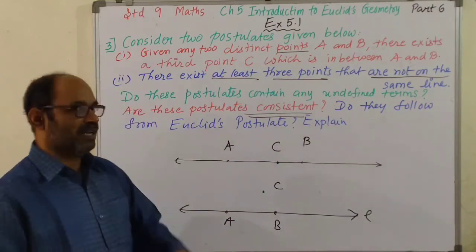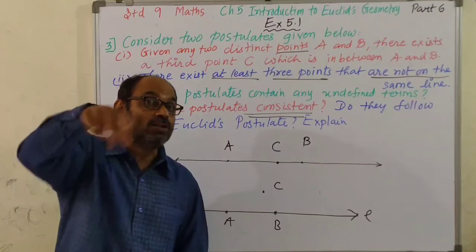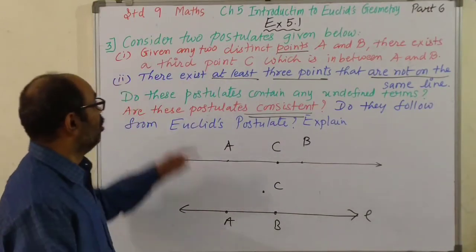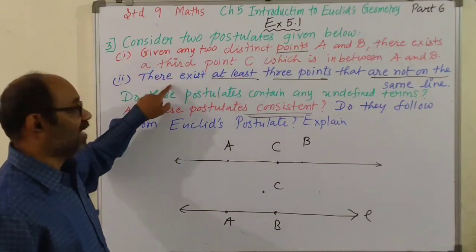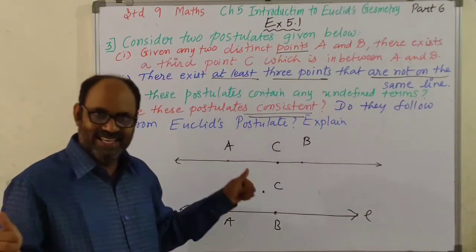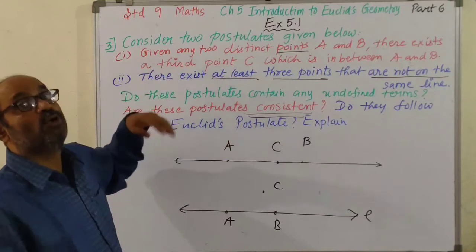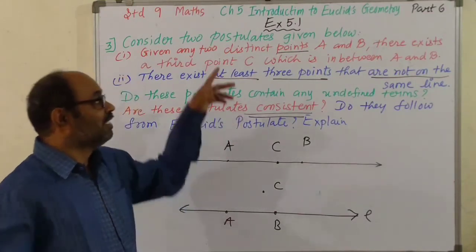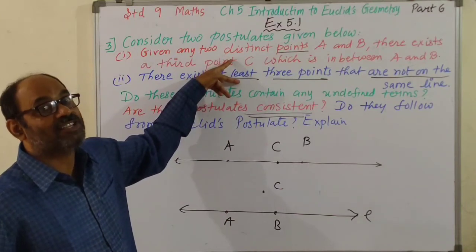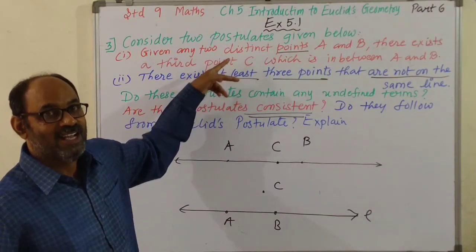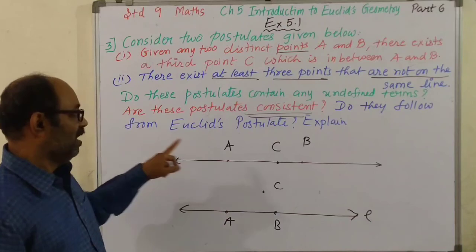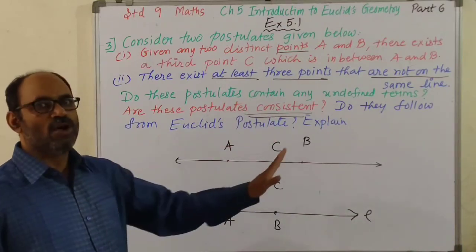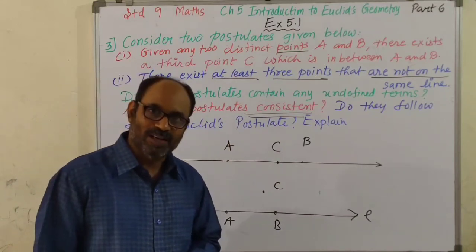Do they follow Euclid's postulate? You go through Euclid's postulates. Among all the postulates given, see whether this statement is there, whether this statement is there. No, they are not. So these are two new postulates that must have come after Euclid's. After Euclid, some other mathematician must have given these postulates. So these are not in Euclid's. Do they follow Euclid's postulate? No, they do not follow Euclid's postulate.